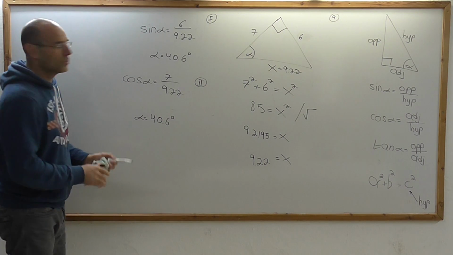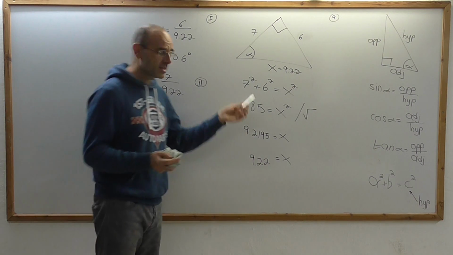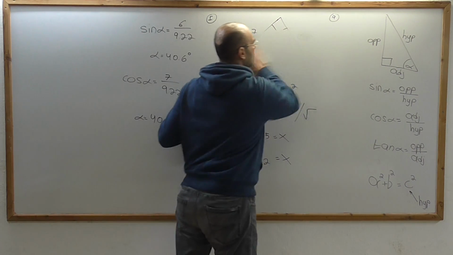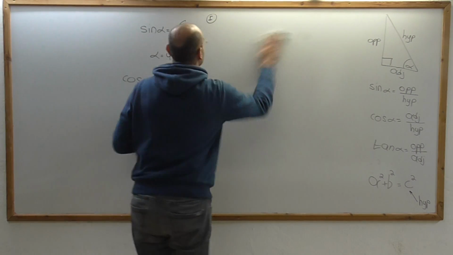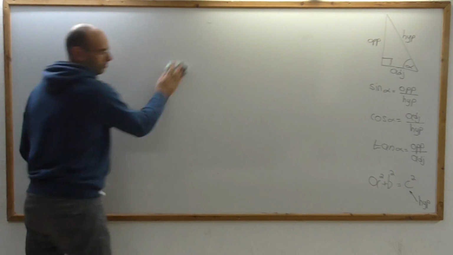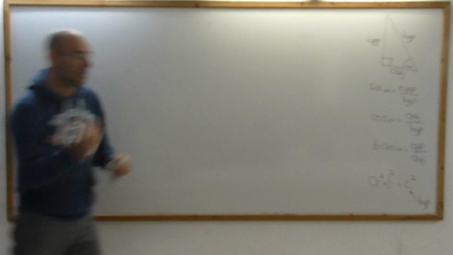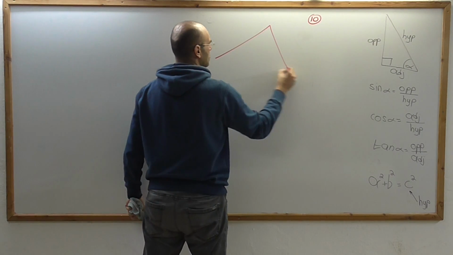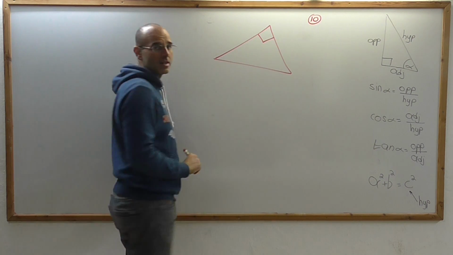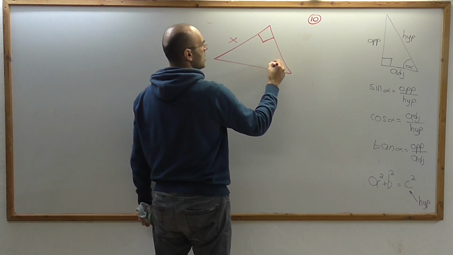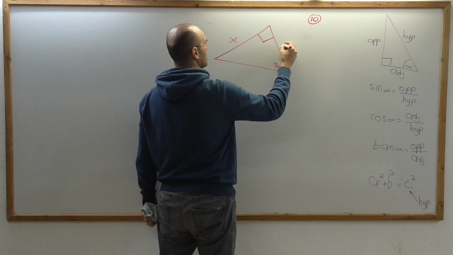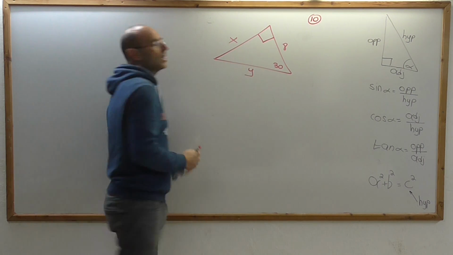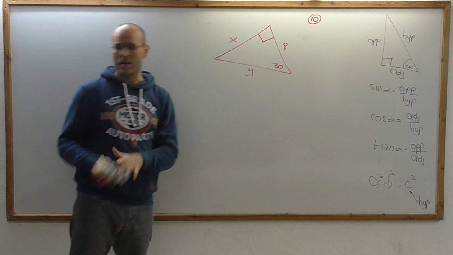Okay, let's do another final exercise, and after that we can start working on vectors. Okay, so let's treat it with a new color. 10. Okay, let's do this one like that. Suppose this is the 90 degrees. This is x. This is 30. This is 8. And this is y. I want both x and y.